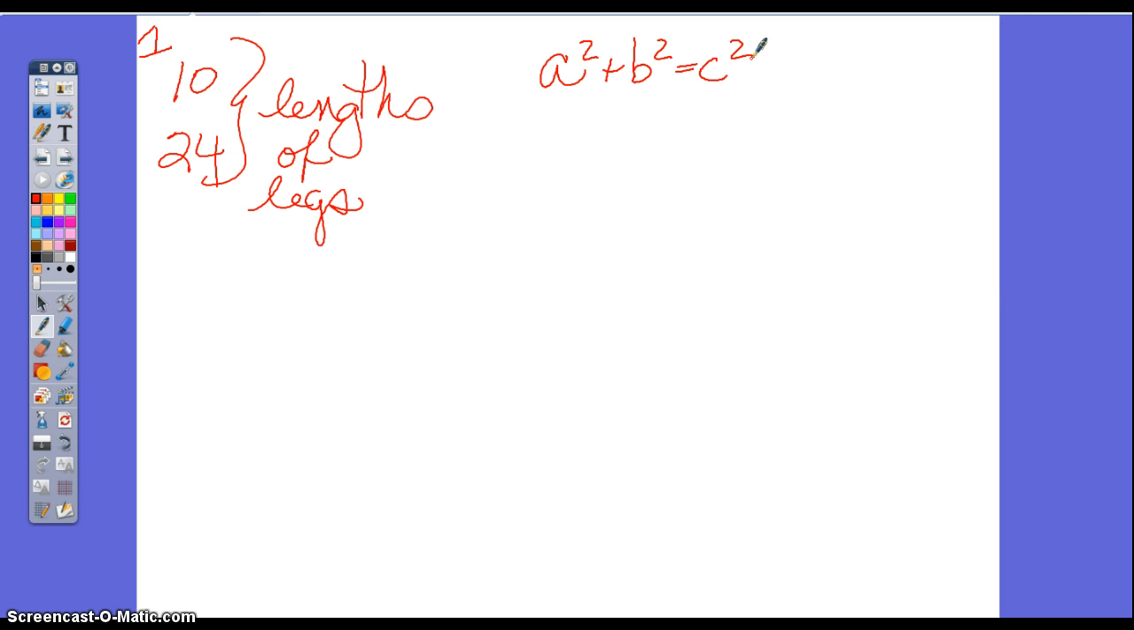Okay, we've written the formula first thing. We've identified these two lengths as legs. In the formula, which of the letters are legs? Which of the variables represent legs? A squared and B squared. Good job. So is this A squared or is this A? A. Correct. So first thing we do, we're going to substitute what we know.